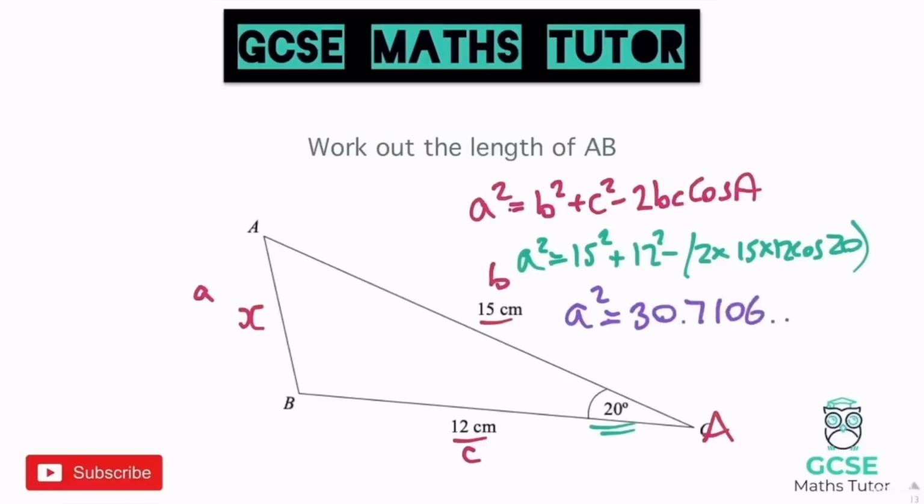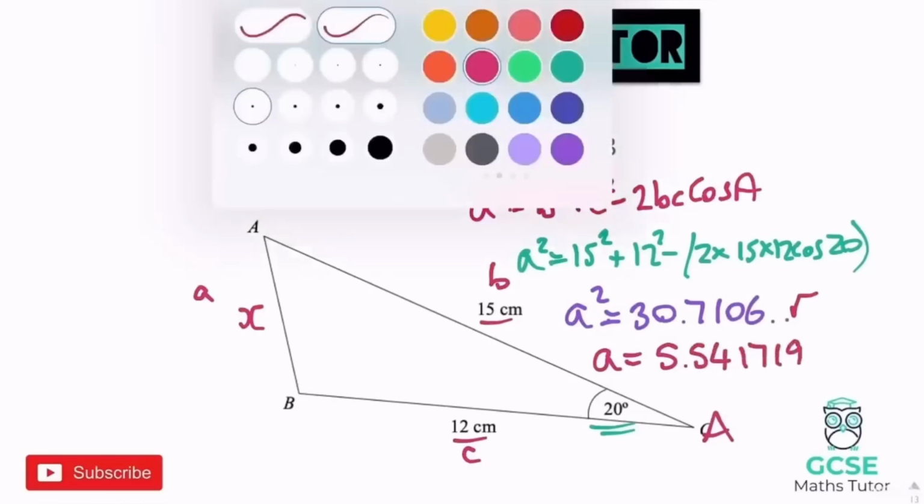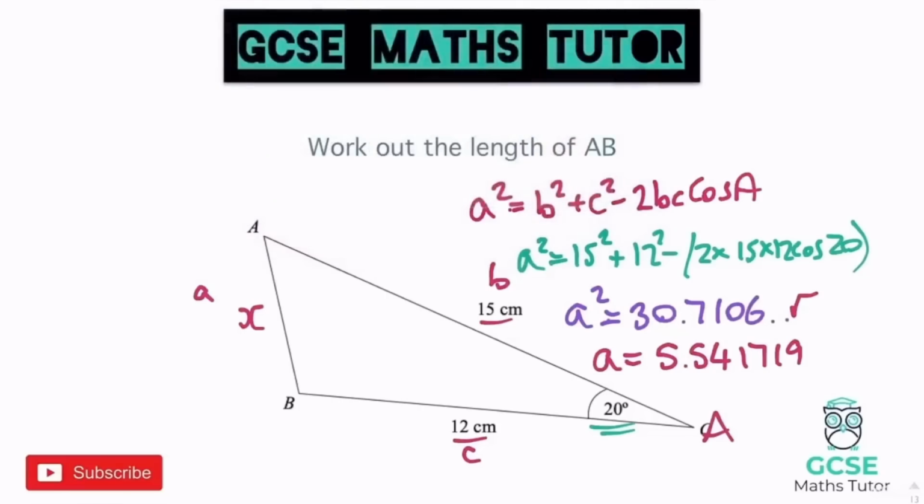Now obviously that is a squared, and we don't want a squared, we want to know what a is, so we just need to square root both sides now. So square root, leaving the answer on your calculator, square root answer, and we get a equals 5.541719. And again, obviously you'd be asked to round this in a particular way in the question. Let's go for 2 decimal places, so a equals 5.54 centimetres. Right, there we go. And there's using a bit of the cosine rule.